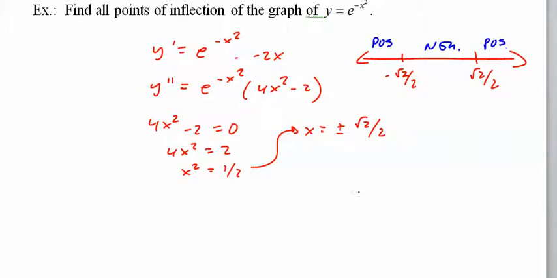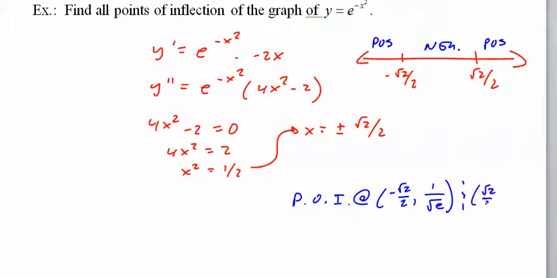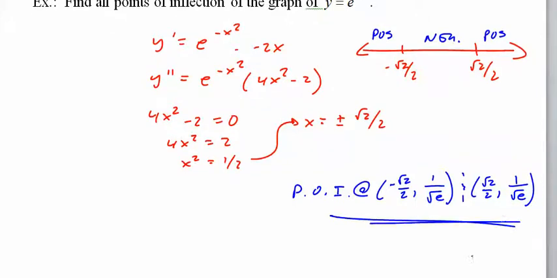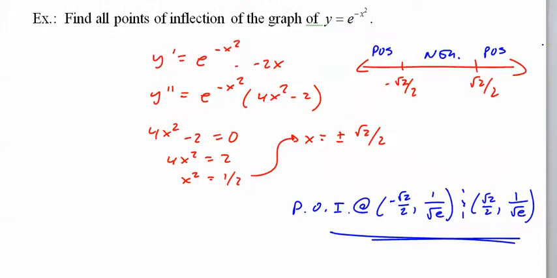So we have points of inflection at negative root 2 over 2, and this is where you get to go figure out where I got that from. Plug in negative root 2 over 2 into the original equation, see what happens. And root 2 over 2, and it should be the same thing, 1 over root e. And if you look at it, you'll say, yeah, okay, that kind of makes sense. Pretty tricky stuff.